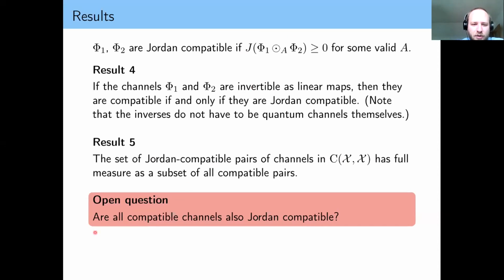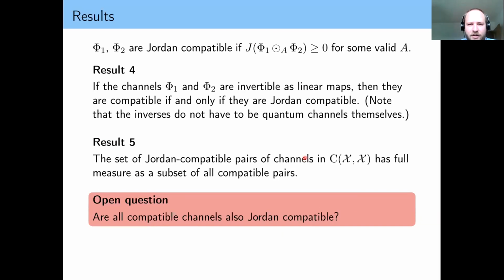Now there's a natural open question whether all compatible channels are Jordan compatible. So whether for all compatible channels there is some operator A for which this is positive semi-definite, and this we don't know. This is why we proved this theorem, because it says that if the set of Jordan compatible pairs has full measure, that means that we cannot randomly sample channels and hope to get something that's compatible but not Jordan compatible, because they have measure 0. So we don't know. This is still an open question.